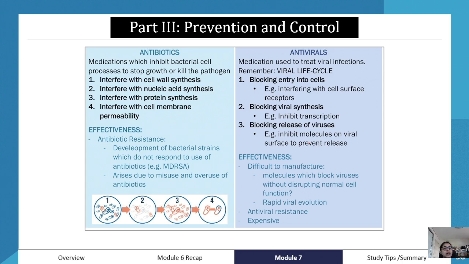Antivirals are medications used to treat viral infections. Remember, based on the viral life cycle, they block entry into the cell, they block viral synthesis by inhibiting transcription, and they block release of viruses. As for effectiveness, they are difficult to manufacture, as they need molecules which block viruses without disrupting normal cell function. There is rapid viral evolution, there is, of course, antiviral resistance, and these are very expensive.